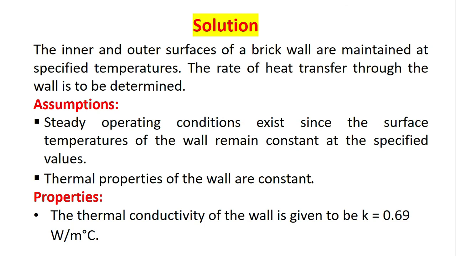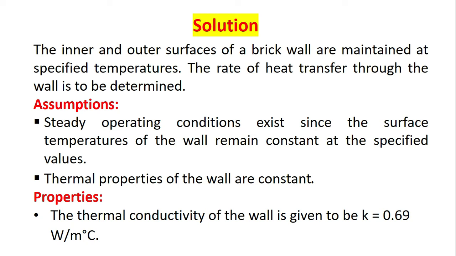So the inner and the outer surfaces of a brick wall are maintained at the specified temperatures, and you have to determine the rate of heat transfer through the wall. We'll take a few assumptions in order to solve this question. Steady operating conditions exist since the surface temperatures of the wall remain constant at the specified values.